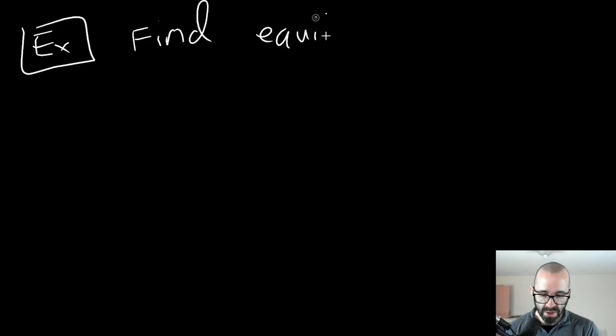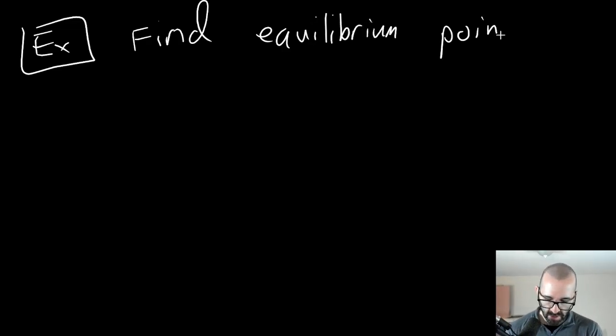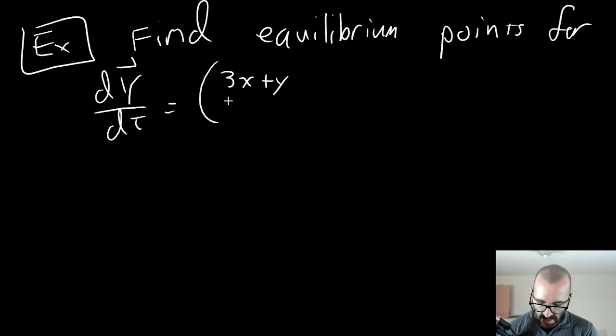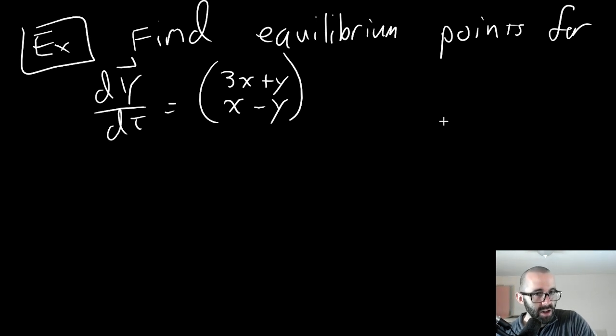I'm going to have you find the equilibrium, or equilibria maybe. Find the equilibrium points for the following system, dy/dt equals 3x plus y divided by x minus y. Again, this is a fantastic time to pause the video. We don't really learn math by watching, most of us. We learn math by doing. So please pause the video and try to find these equilibrium points.